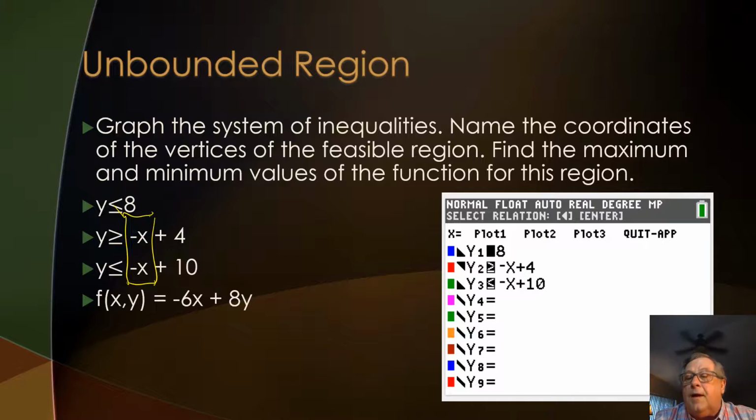Now you can see over here that I've put the inequalities into the calculator. We've got y is less than or equal to 8, and y is greater than or equal to negative x plus 4, and the third inequality is y is less than or equal to negative x plus 10. Once we find the vertices, we're going to plug them into this function, and then determine, do we have any maximum or minimum values? We're going to have one. But here's the tip, we're not going to have both. So let's go to the next slide.